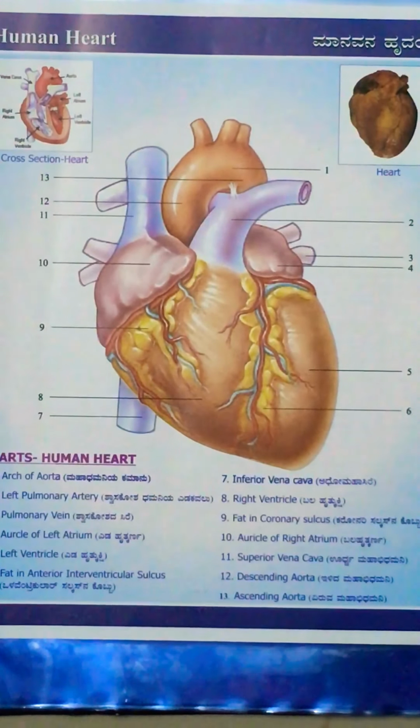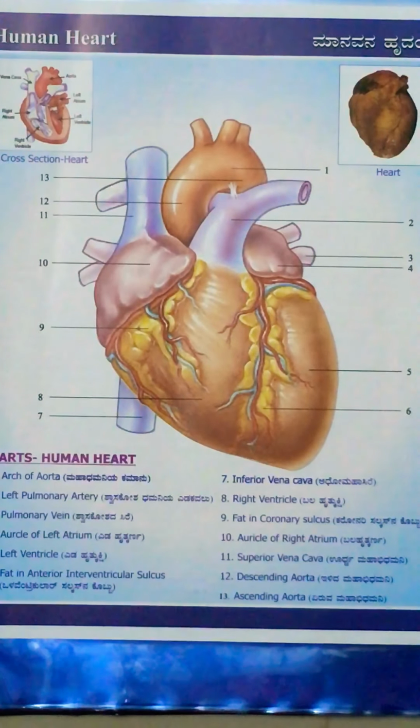This is a human heart. It is called a pumping organ. It is present in the chest region, below the ribs, on the left side of the human body. It is the size of a fist.